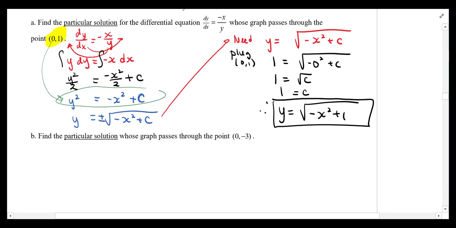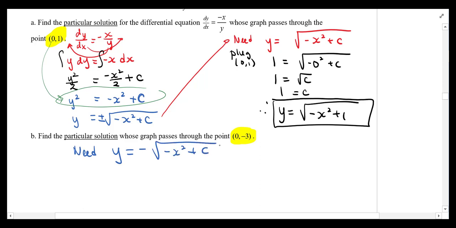Now, finding the particular solution whose graph passes through the point 0, -3. This time, you have to think to yourself, my y value here is negative, so therefore, which one of the square roots do you need? Yeah, you need the one with the negative sign in front.